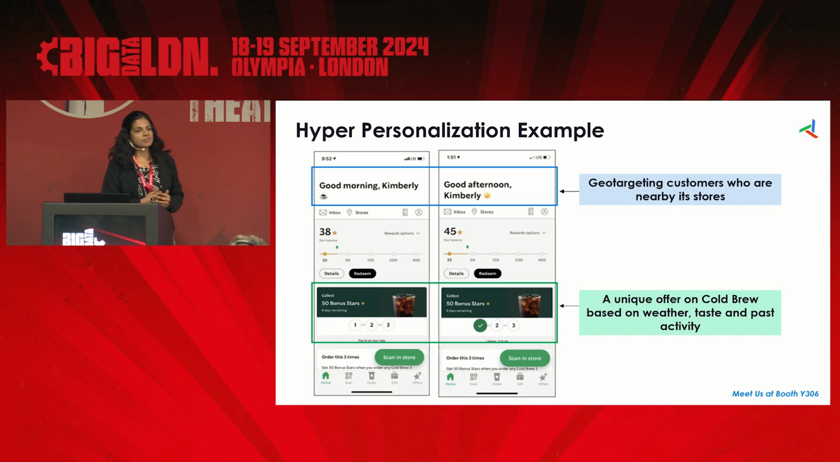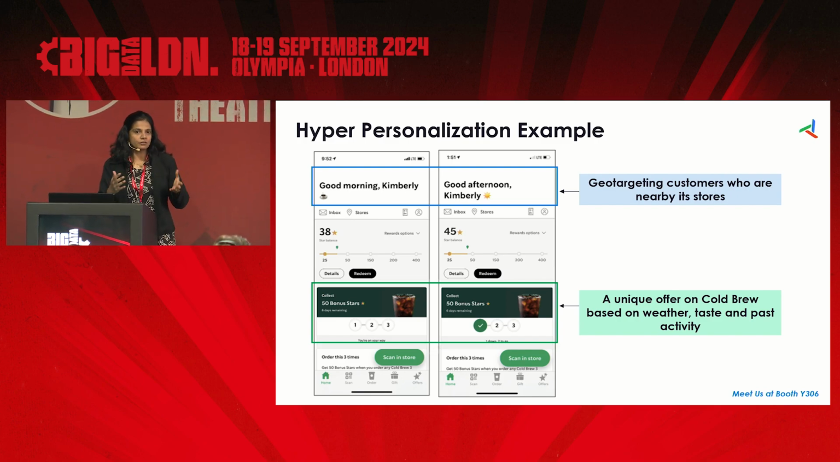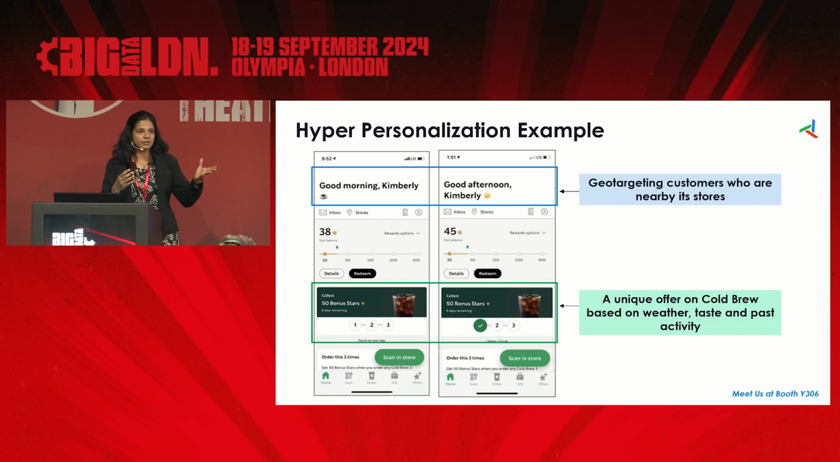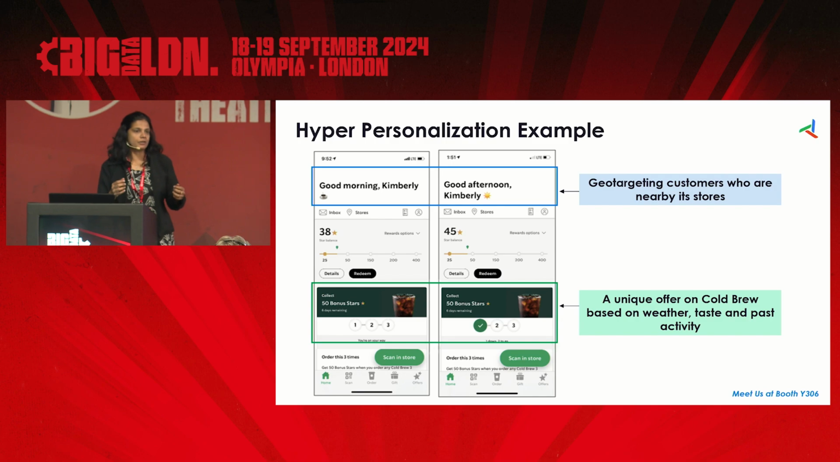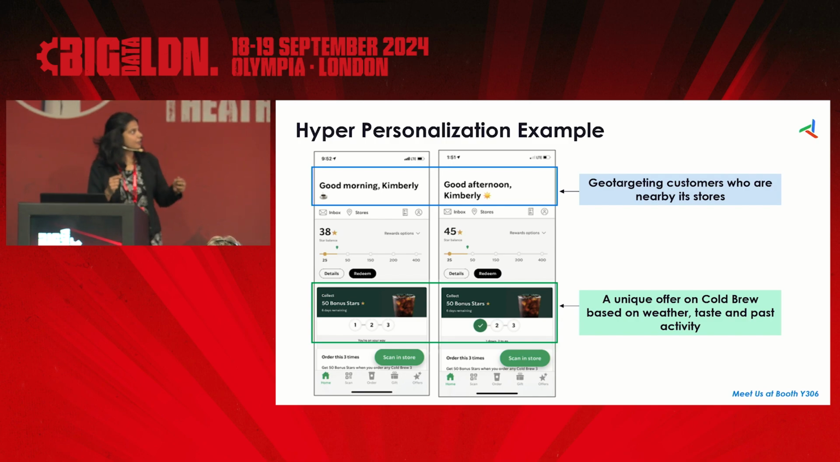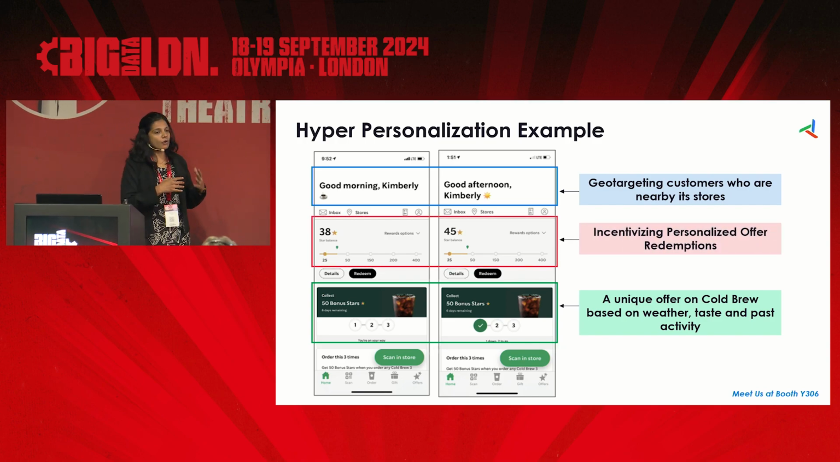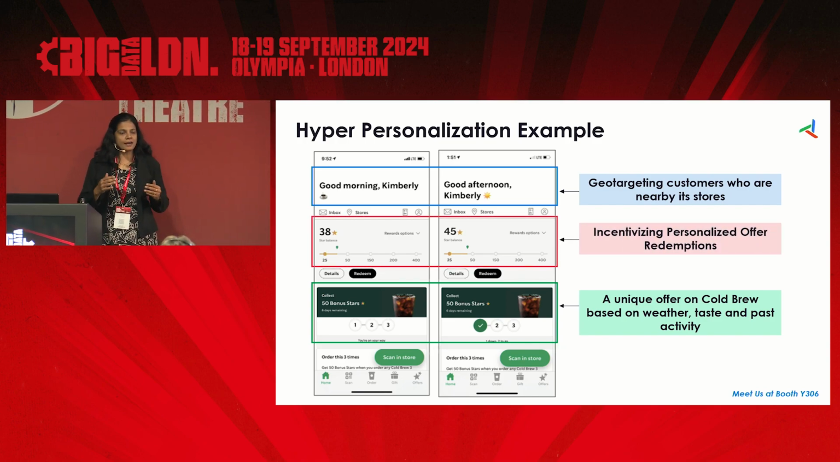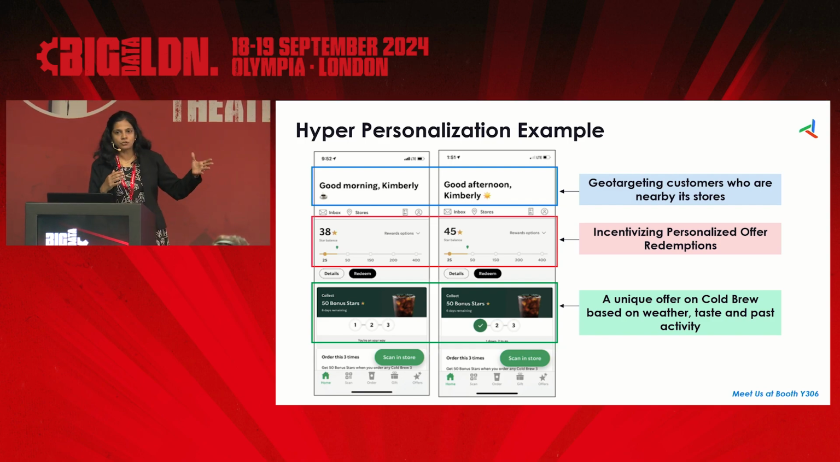Secondly, it looks at personalization based on, let's say, the geographic conditions, which is the weather, the taste of the customer, the past activity of the customer, and really provides an offer. In this case, a cold brew, which is a good match for the weather that Kimberly is right now in, and also based on what she has bought in the past. It doesn't just stop there. It also motivates her to go and redeem the offers, and it keeps track, it incentivizes her, and then makes sure that she's able to do all of this.